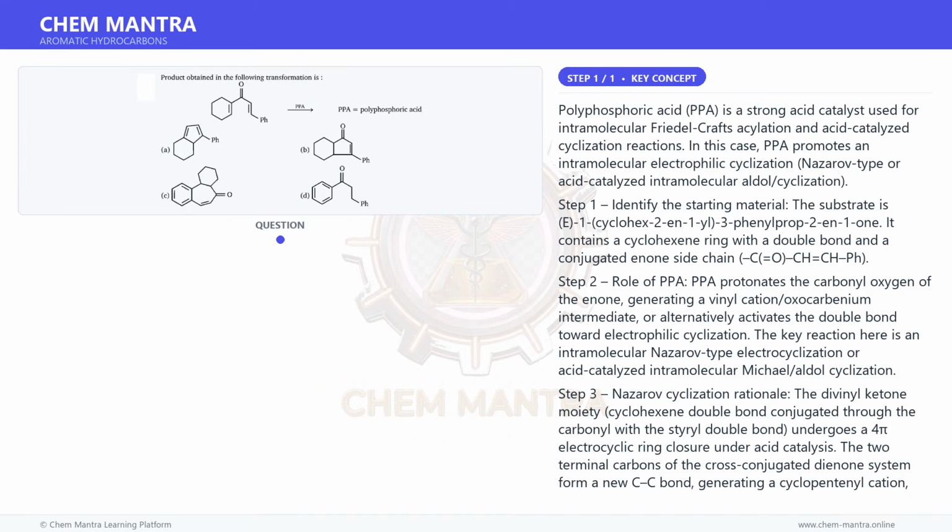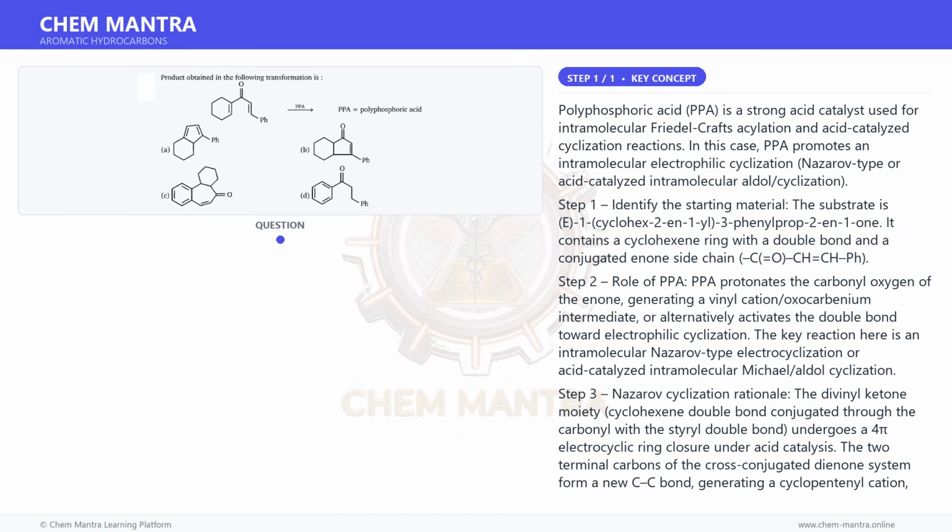Step 1. Identify the starting material. The substrate is (E)-1-(cyclohex-2-en-1-yl)-3-phenylprop-2-en-1-one. It contains a cyclohexene ring with a double bond and a conjugated enone side chain, C=O, CH=CH, Ph.